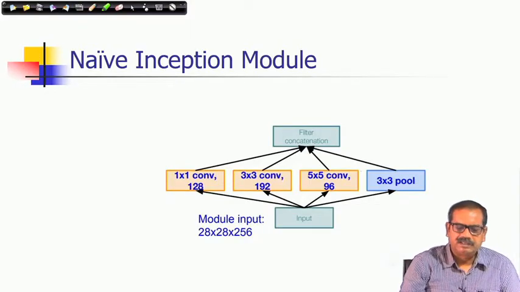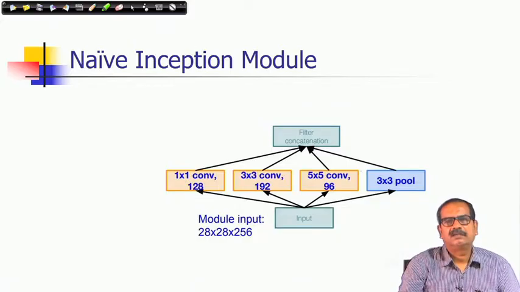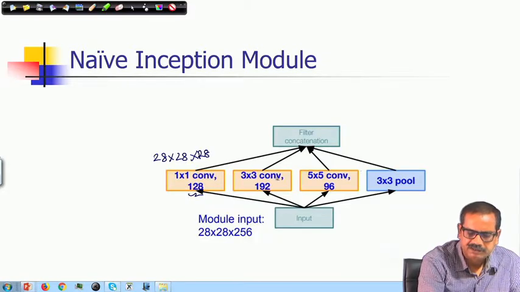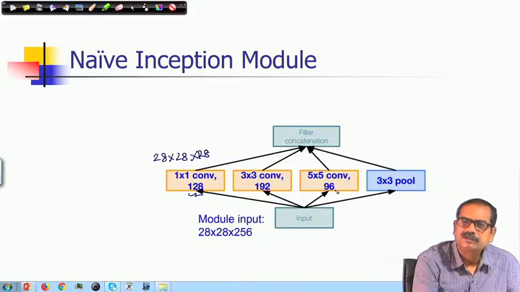Similarly, for 3 cross 3 convolution, by performing zero padding you are keeping the output size the same as the input size. That is also done in the inception module. So, you have 28 cross 28 cross 192 output from this module. This is giving 28 cross 28 cross 128, because there are 128 filters. This will give 28 cross 28 cross 192. This will be giving 28 cross 28 cross 96, because there is zero padding.